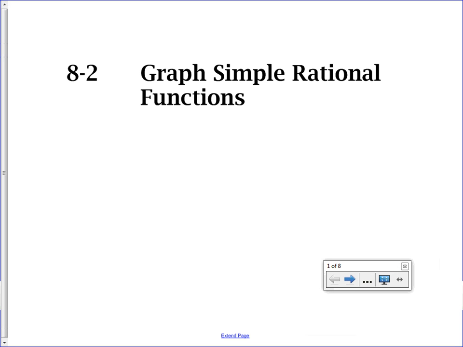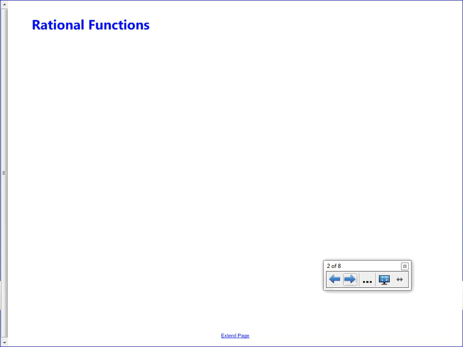This video is about graphing simple rational functions. Let's start by defining what a rational function is. The general form for a rational function is going to be f of x equals p of x over q of x. So we know rational means fraction, right? The first 5 letters are ratio, which means fraction.